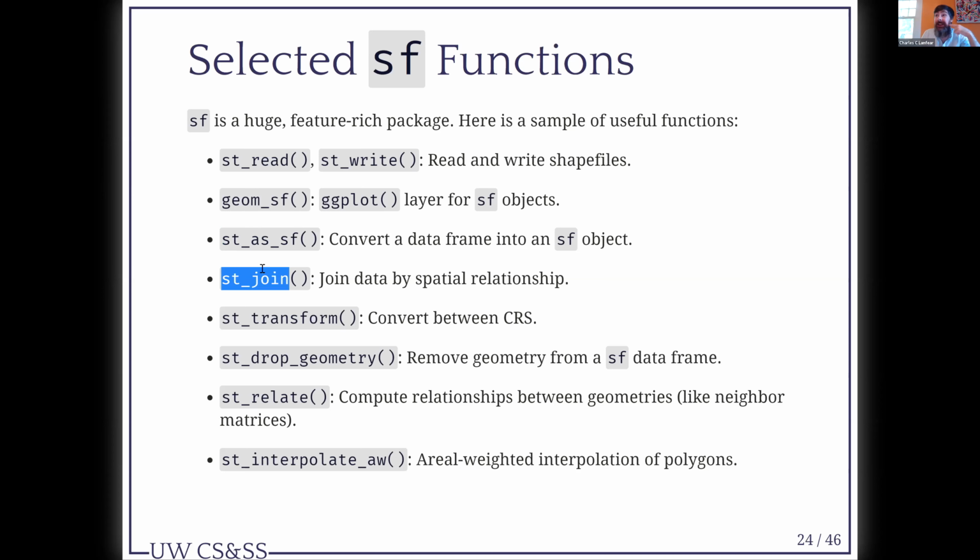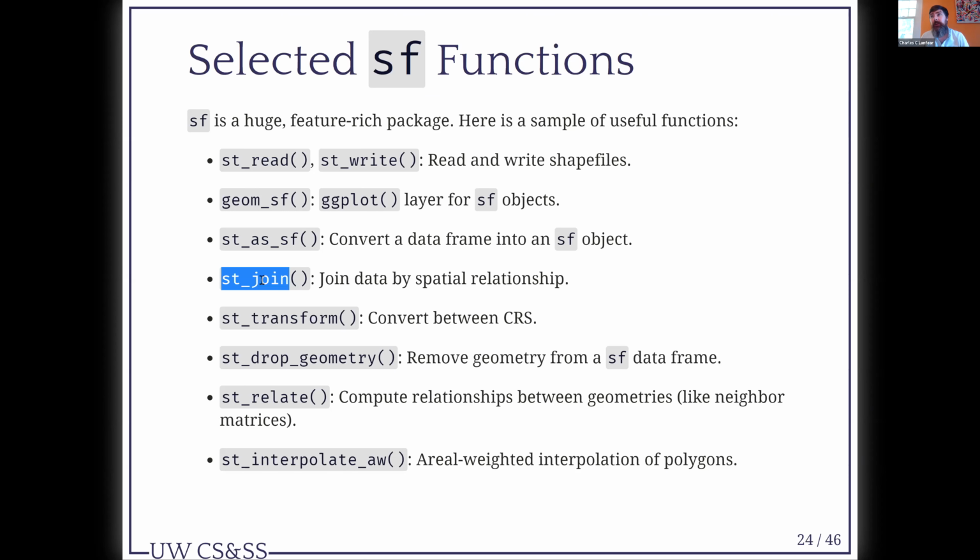st_join is kind of like left_join and right_join in dplyr, but instead of joining by matching one column to another column, it does still work with columns, but instead of matching something like country here to country here in this other data frame, it matches by locations.